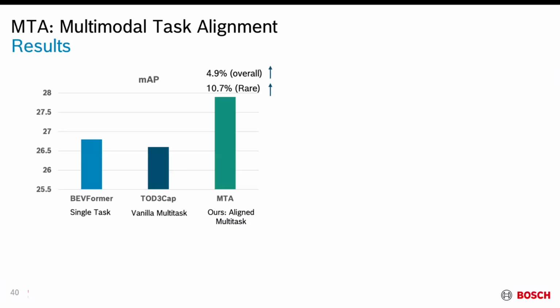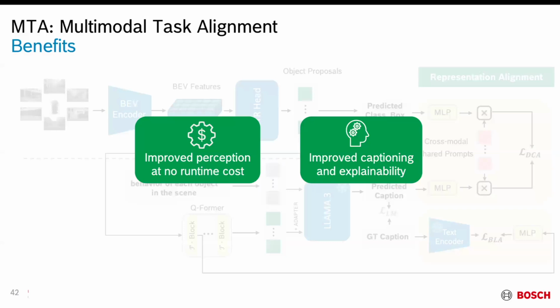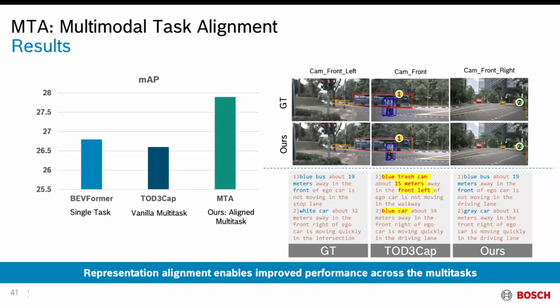So then these are the results that we are showing. The BEV form is like, if you're just doing the detection, this is a single task. If you do the vanilla multitask, if you look at the detection, it actually decreases. And this is what we don't want. We want to increase the performance in both. And in our approach, multi-modal task alignment, we actually show an improvement of 5% on the overall and 10.7% in the rare class. And as I mentioned, we also have the captioning. In terms of captioning metrics, these are public, and we also outperform the baseline.